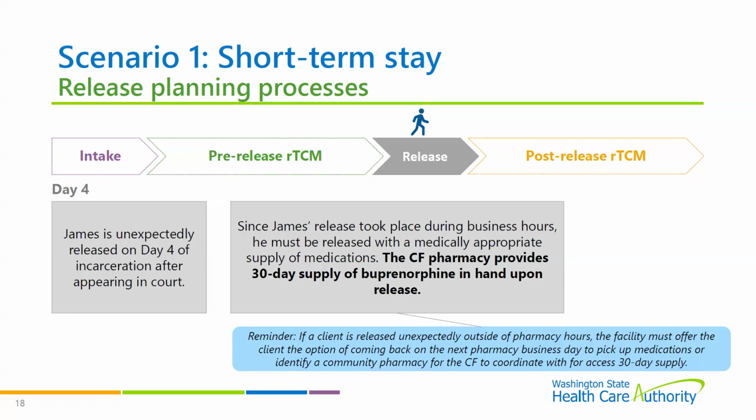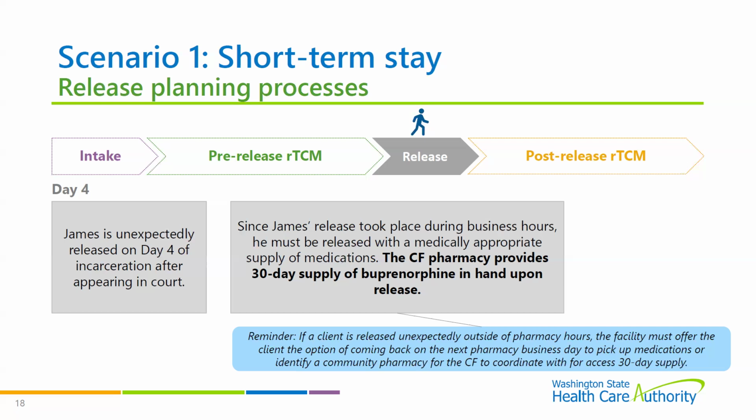And then the blue box down there is just calling out, if a client is released unexpectedly outside of pharmacy hours, the facility must offer the client the option of coming back on the next pharmacy business day to pick up medications, or identify a community pharmacy of James' choice for that correctional facility to coordinate and call in for that access to the 30-day supply.